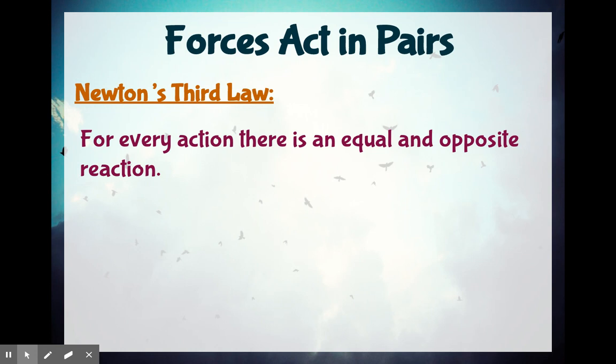So the first law: an object in motion stays in motion in a straight line. An object at rest stays at rest unless acted upon by an outside force. I think when we actually wrote it down, we said an object at rest stays at rest, an object in motion stays in motion in a straight line unless acted upon by an outside force. The second law is force is equal to mass times acceleration, and our third law is for every action, there's an equal and opposite reaction.